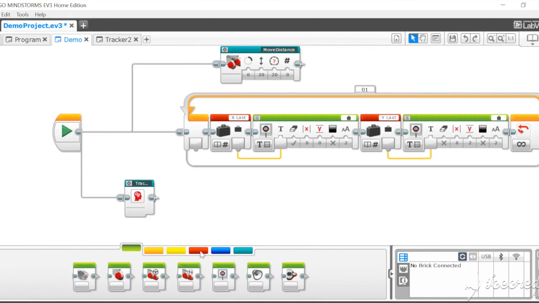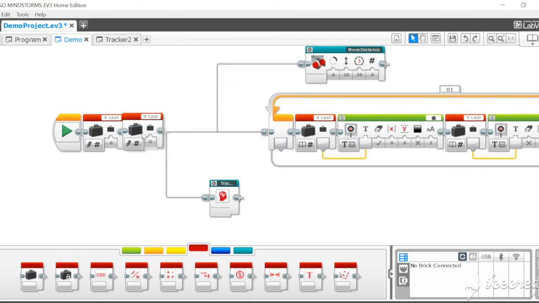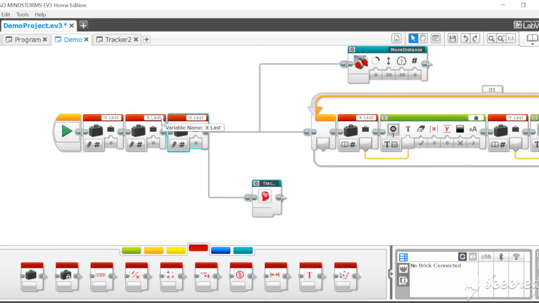And so just don't forget, at the very beginning, before you even start the tracker, you need to initialize all your variables so that it doesn't give you errors. So just initialize X last, Y last, and last distance. And you can just set them all to 0, so you'll be starting from 0, 0 in the program. And so yeah, you can test from that.